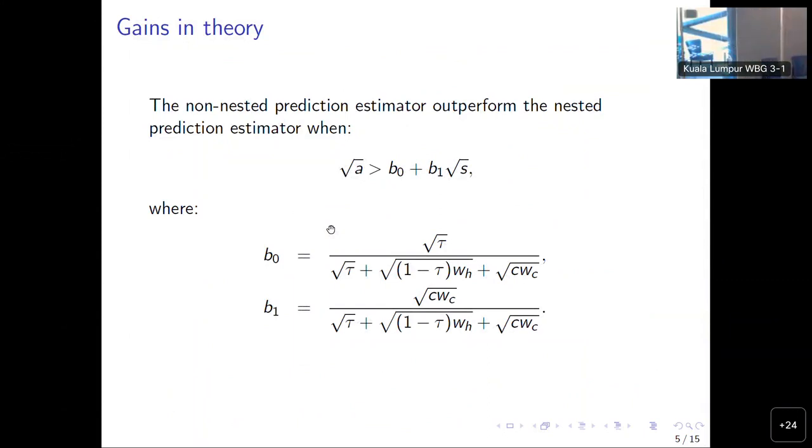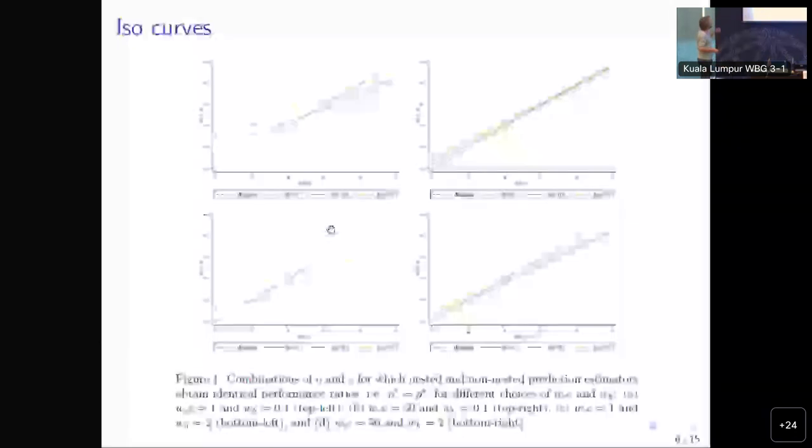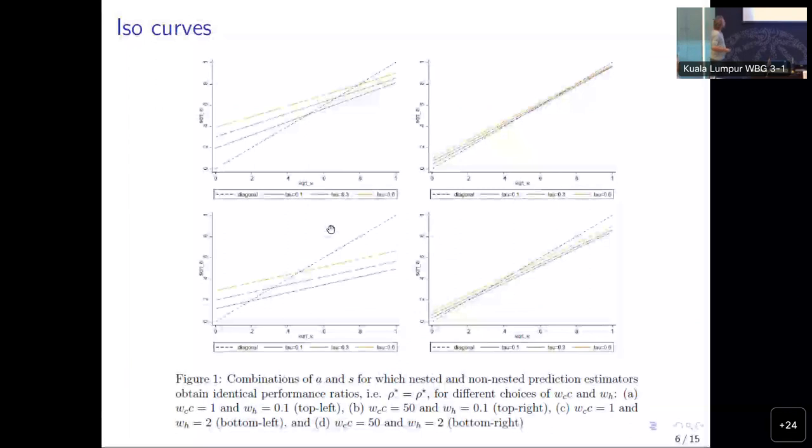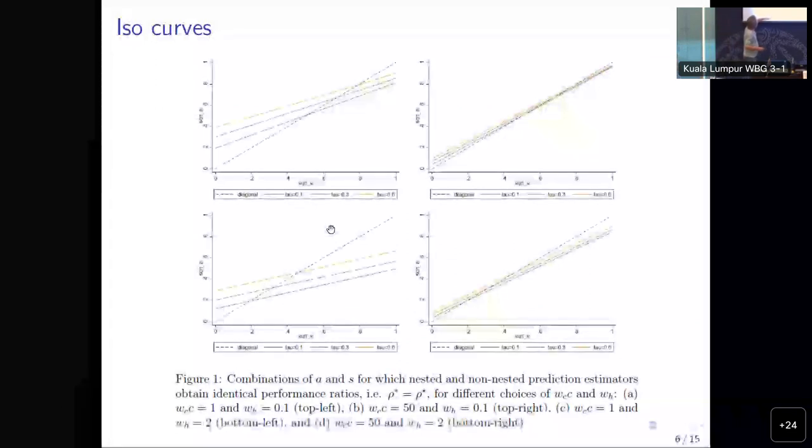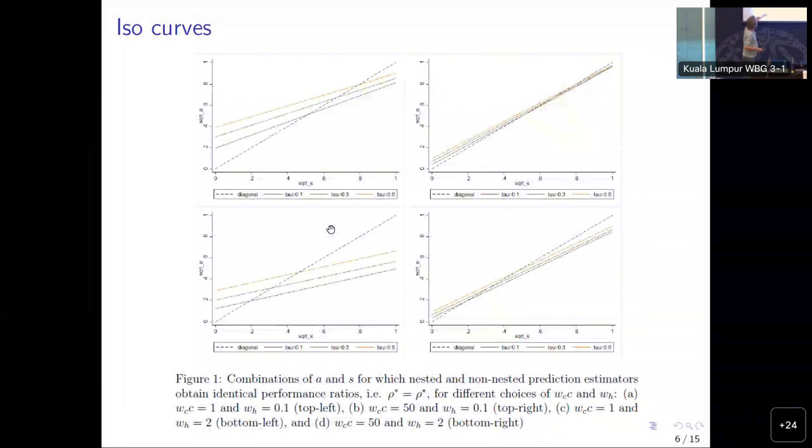And so this is the relationship that is worked out. If you're in the region where it holds with an equal sign, that's the curve along which those two are equal, and B0 and B1 take on this form over here. If you were to visualize it, here is the square root of A, and this other parameter, the square root of S, also captures the importance of statistical precision. You want that to be large.